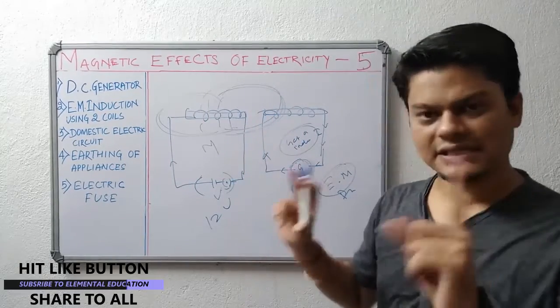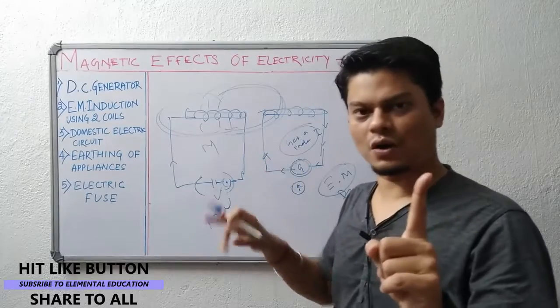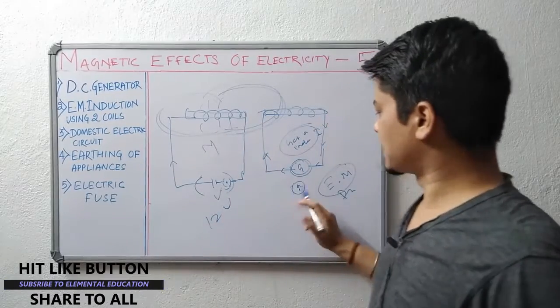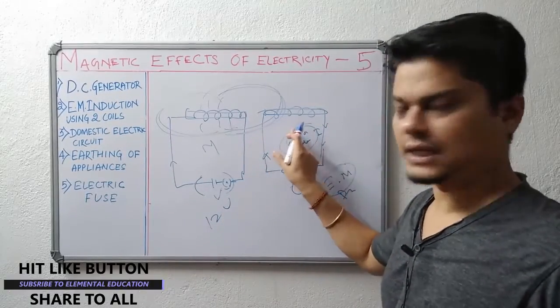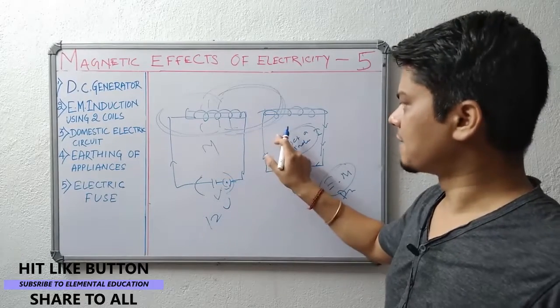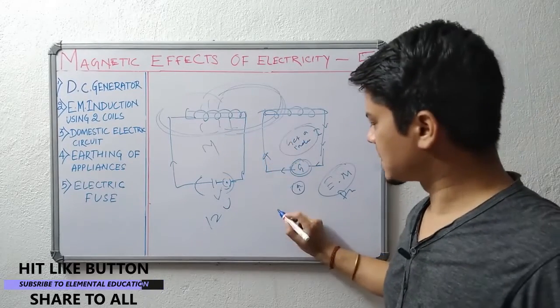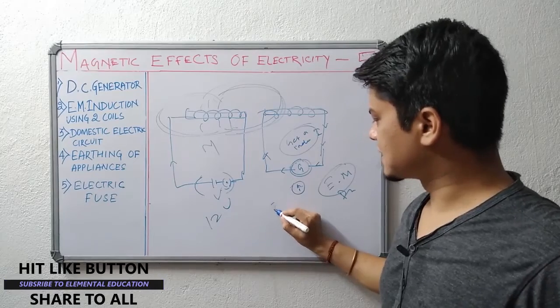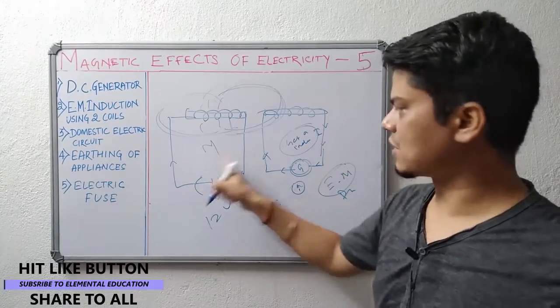So for only 1 second, the time when we are switching on or switching off, due to this magnetic effect, right? Here the current will be induced. That is instantaneous. This current is induced when I am switching on and switching off.